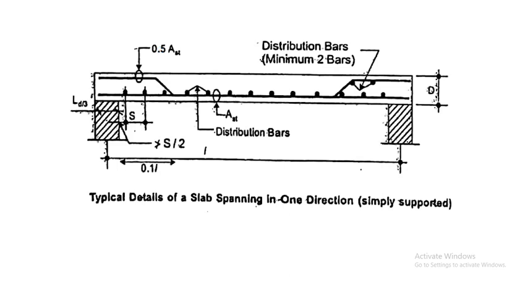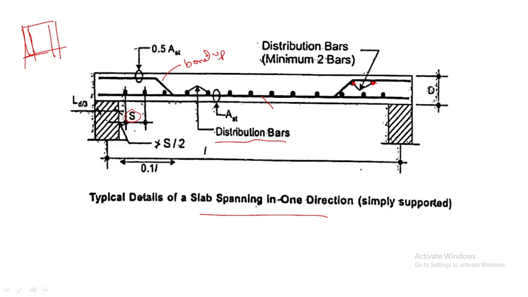Next is typical details of slabs spanning in one direction, simply supported, right? Slabs spanning in one direction, this is a support. The slab is spanning only in this direction, and you have only 2 supports. In that condition you have to provide distribution bars like this. These are the distribution bars, and this is the main bar. And S is nothing but the distance between the 2 distribution bars, and this is a bent up bar.